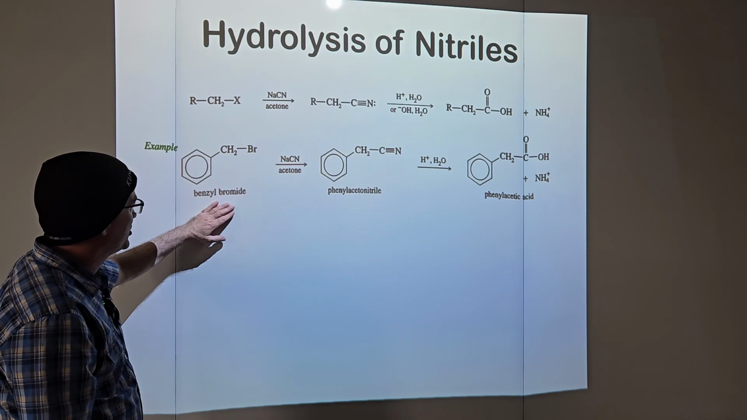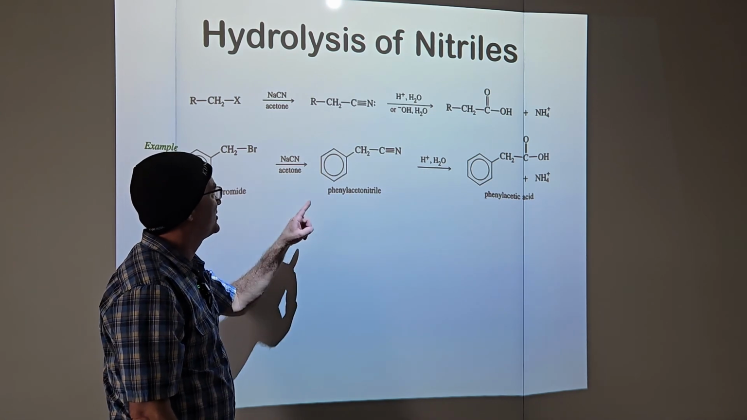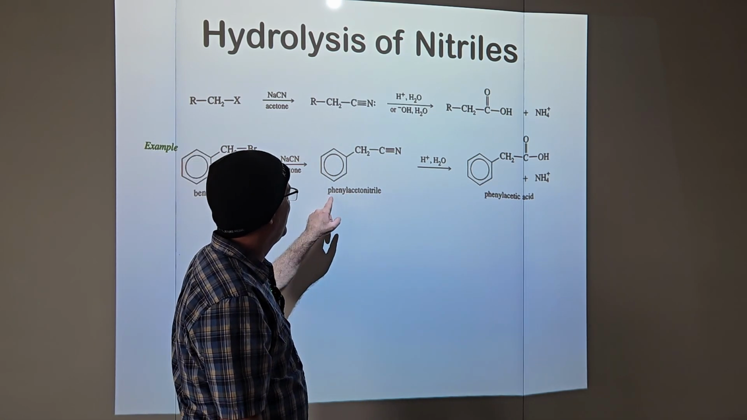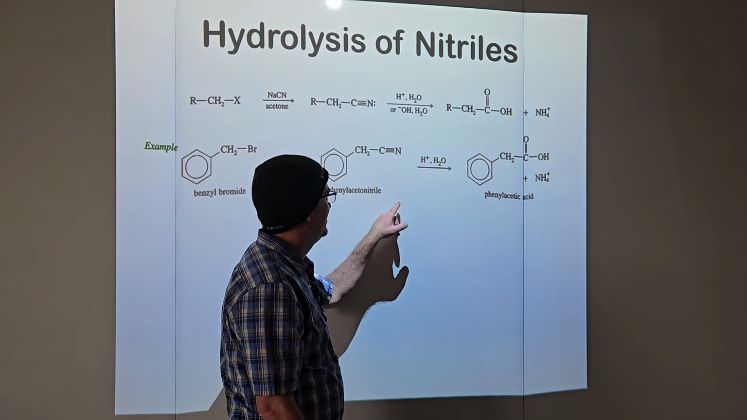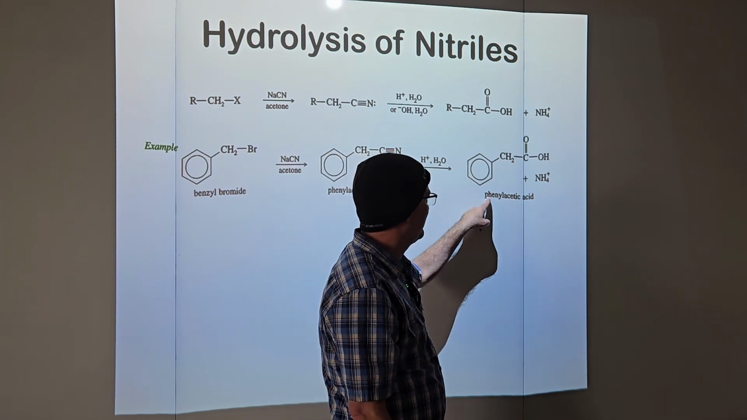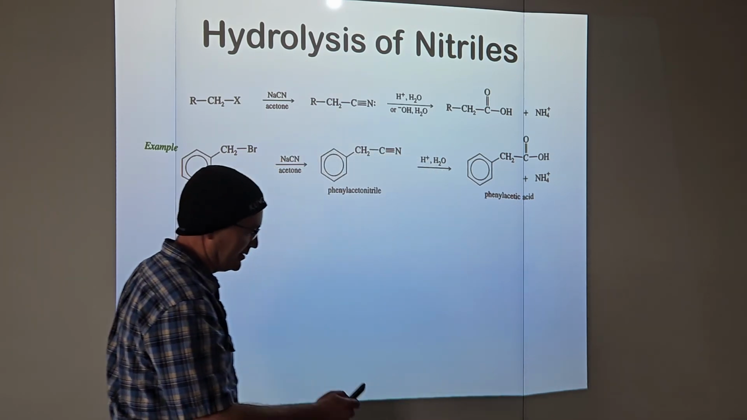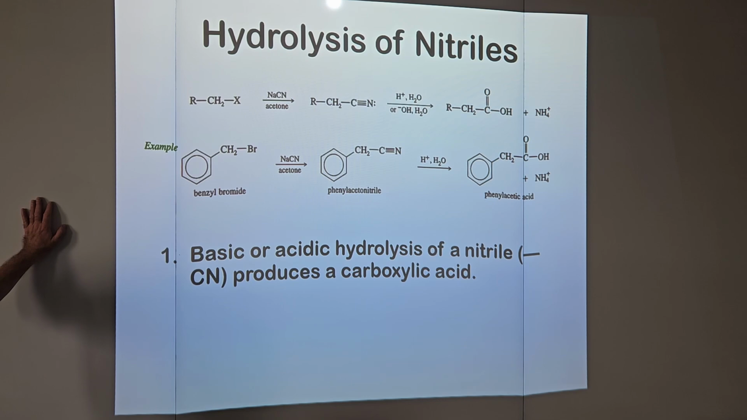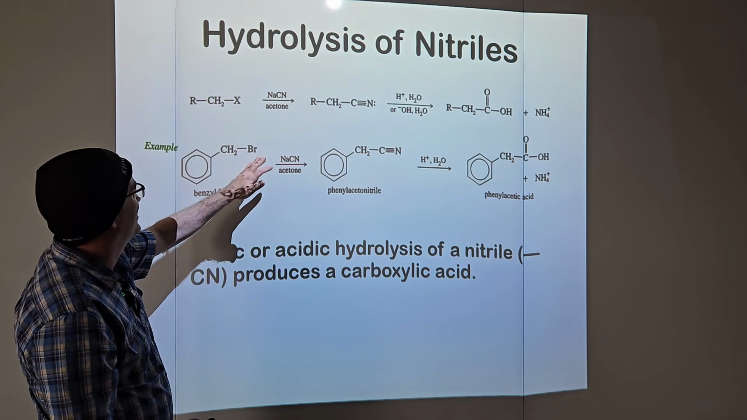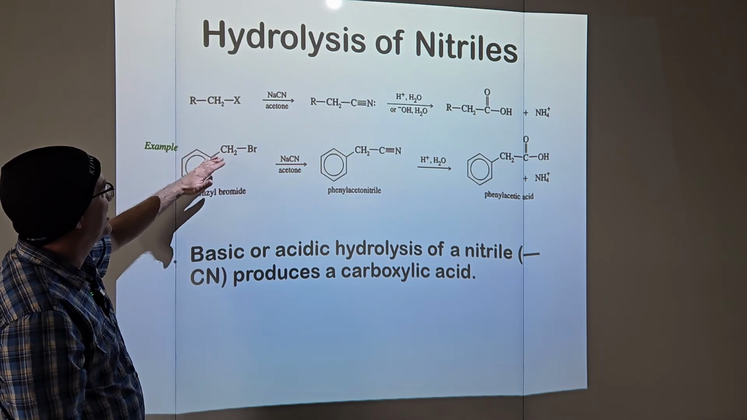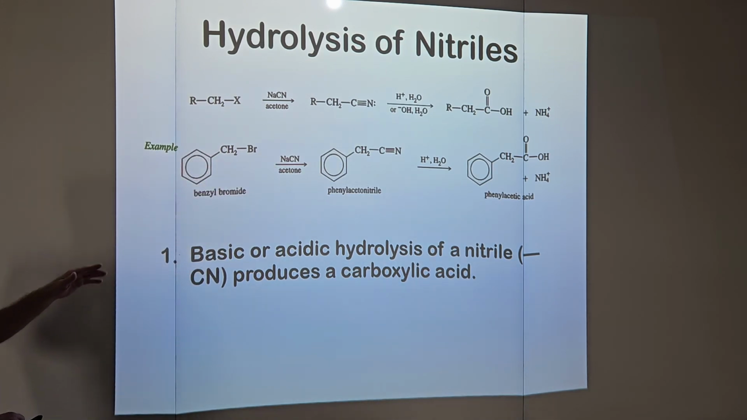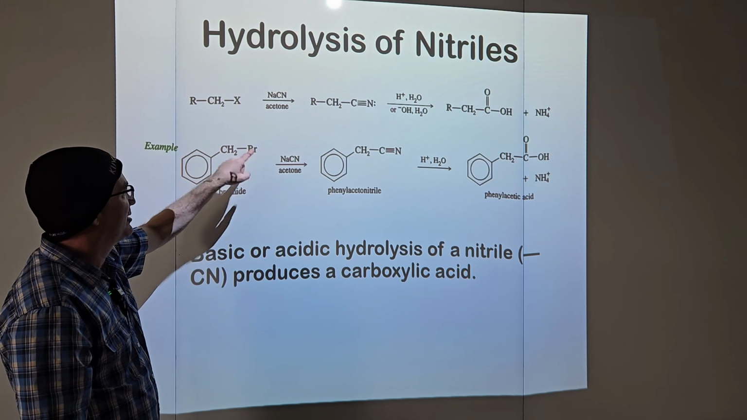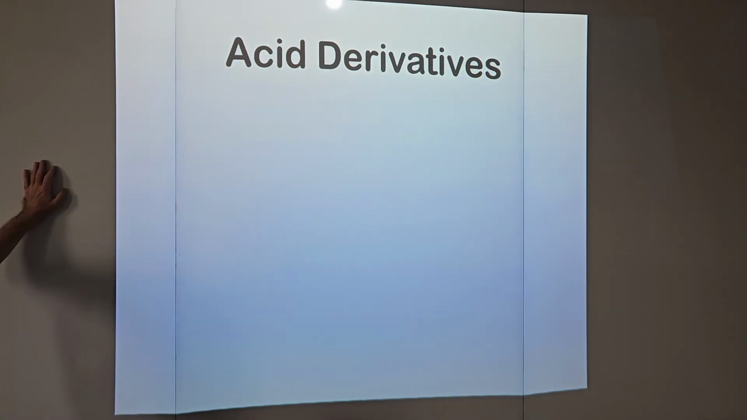So we can take benzyl bromide, SN2 it with sodium cyanide, get phenylacetonitrile, hydrolyze the triple bond, and now we have phenylacetic acid, basic or acidic hydrolysis of a nitrile group. Kind of similar in that if we have some target, our starting material probably needs to have one less carbon than what we want. That's where the carbonyl carbon goes. You can read that later.